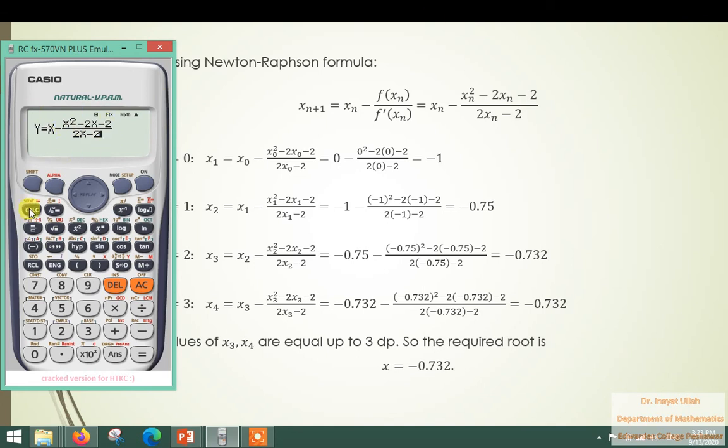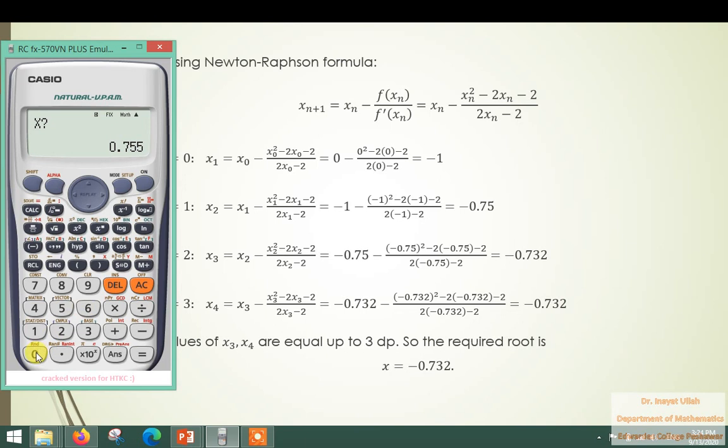We just need to press this CALC button. It will ask you about the value of x. Because we are dealing with the numerical solution up to 3 decimal places, fix your calculator up to 3 decimal places, which is shift setup 6, up to 3 decimal places. Now your calculator is set up to 3 decimal places. Now what is the value of x? The initial value of x is x naught, and x naught is 0.